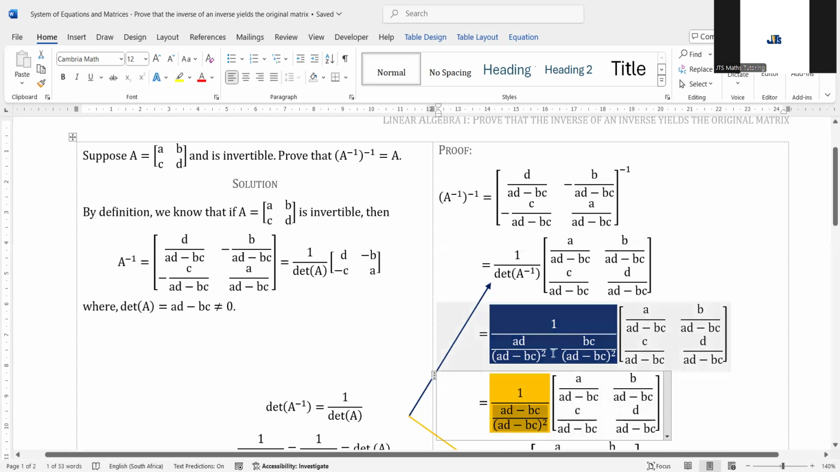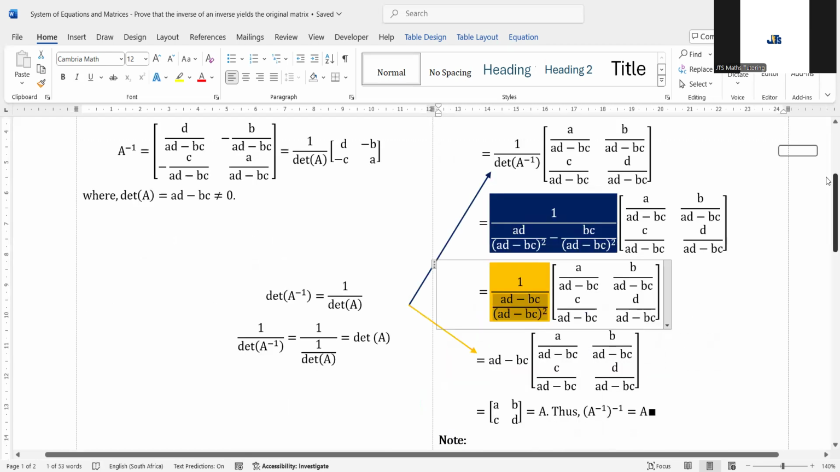This is a fraction where we have a common denominator, so all we simply do is subtract the numerators. Beautiful. And when we simplify this further, it's just going to give us ad minus bc here. So we are going to multiply this matrix with this scalar, and it's going to cancel all our ad minus bc to give us a, b, c, d, which is exactly where we started. Therefore, we have actually proved that when you take the inverse of the inverse of A, you're going to arrive at A.